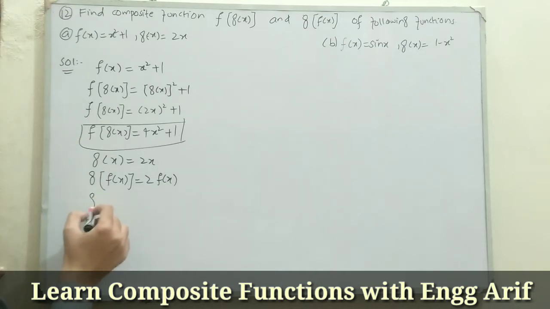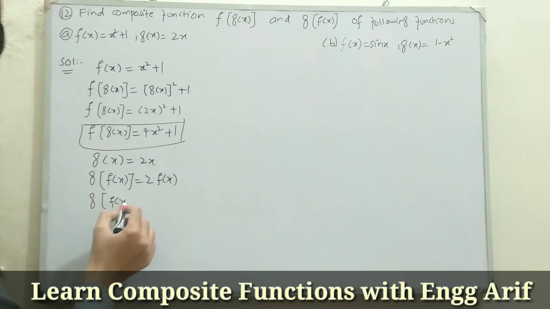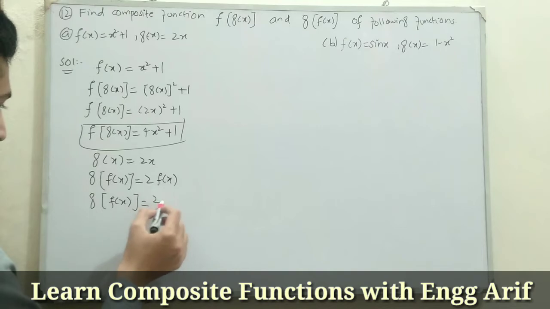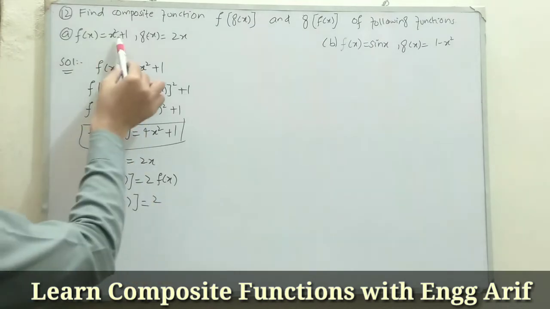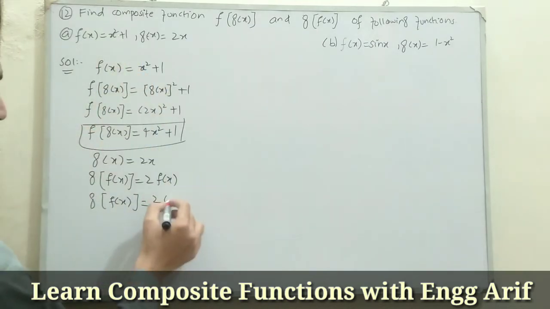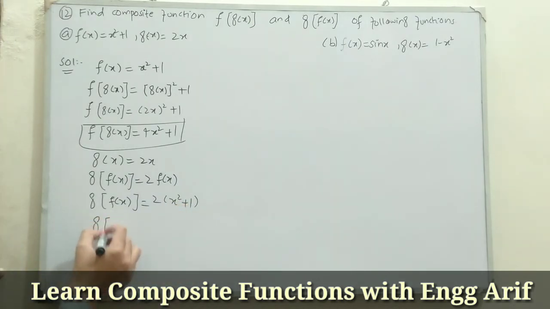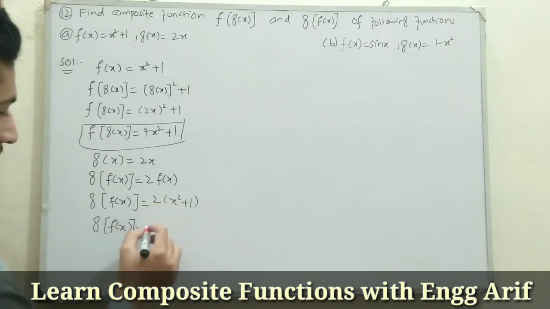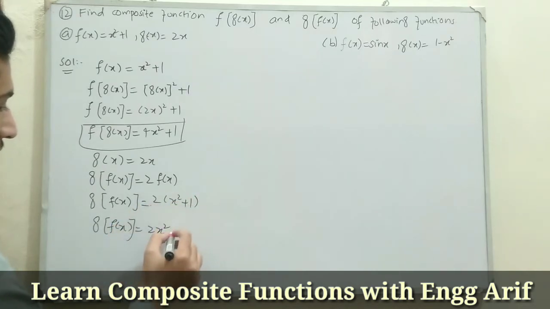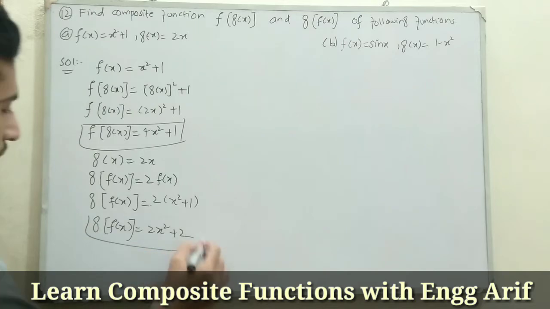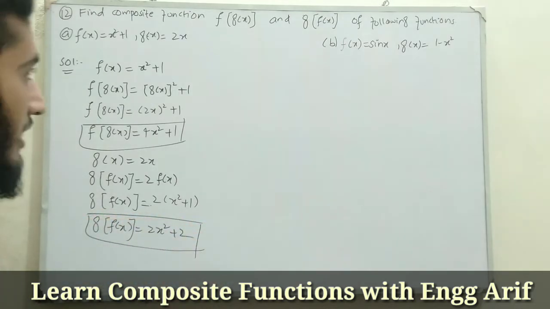Now g of f of x will be equal to 2 times f of x, and our f of x is x square plus 1, so put x square plus 1. So it becomes 2 times (x square plus 1). So our g of f of x will be equal to 2 multiplied by x square gives us 2x square, and 2 multiplied by 1 gives us 2. So this is actually our g of f of x for part A.